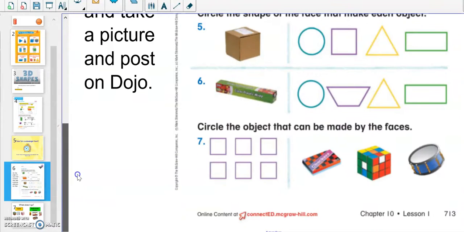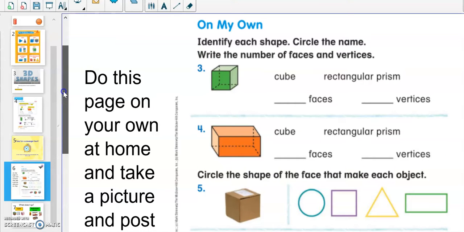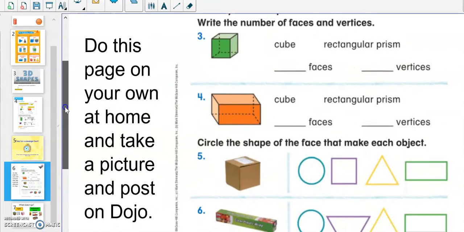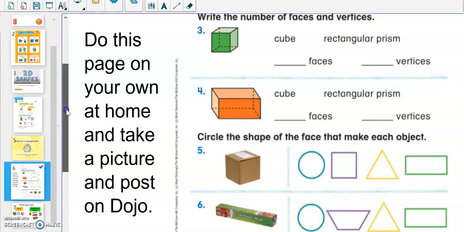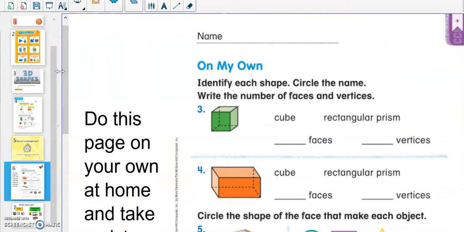All right, so now I want you to look at this page. This page is number 713 in your packet. And if you don't have it in your packet, we'll read it and we can go do it. And I would like for you to take a picture of this and send it to me on Dojo so I can see what we need to work on. So take a picture and send it through Dojo. So this says on my own. Identify each shape and circle the name, write the number of the faces and vertices. Remember, faces are the flat parts and the vertices are the corners.